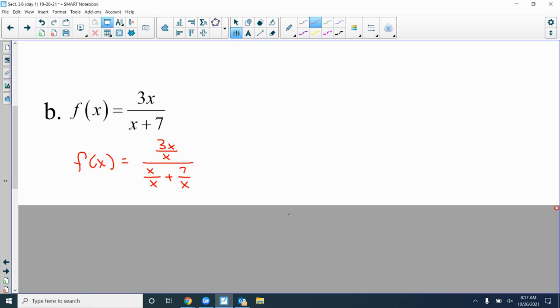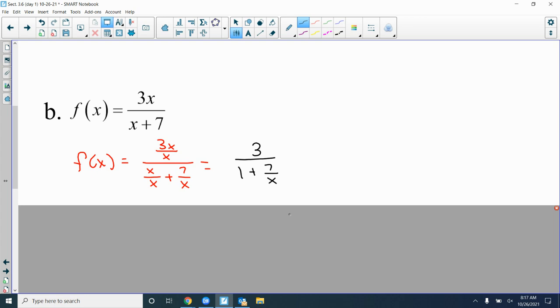As long as I do the same thing to everything, it keeps it equivalent. All right. Simplify it. What is 3x divided by x equal? That equals 3, right? X divided by x, be careful, that just equals 1. Plus 7 over x. Can't do anything with that here.